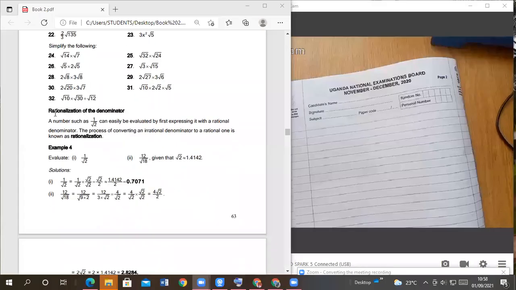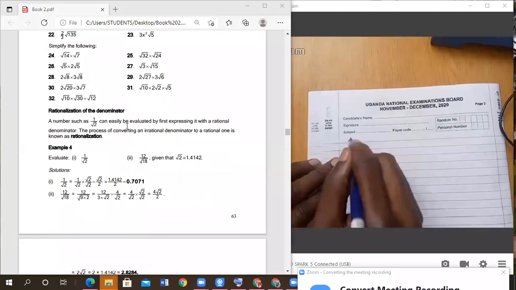Members. Yes, teacher. Let me hope we have understood the first session, right? Yes. Okay. Now let's go ahead and see what I prepared for you today. That one is the rationalization of the denominator. Can we write down?